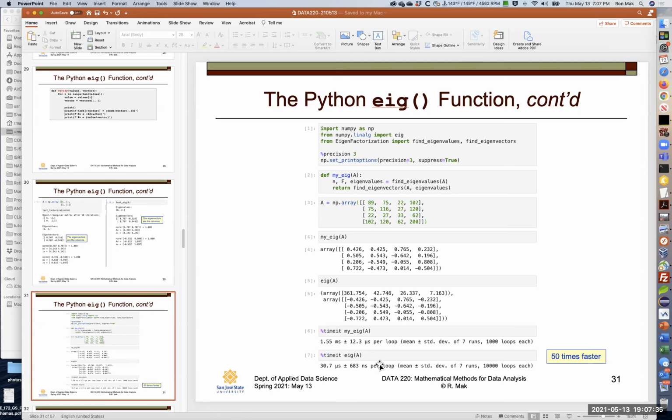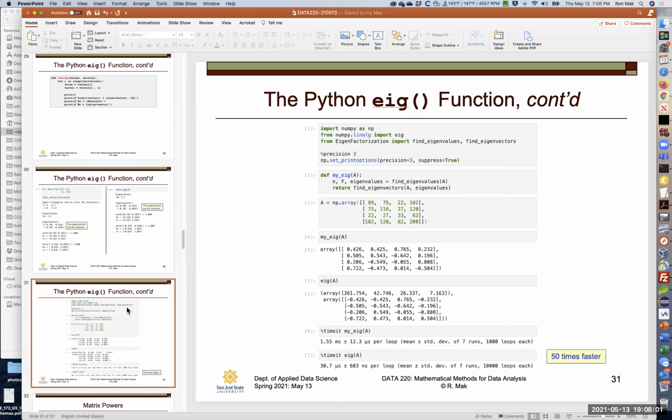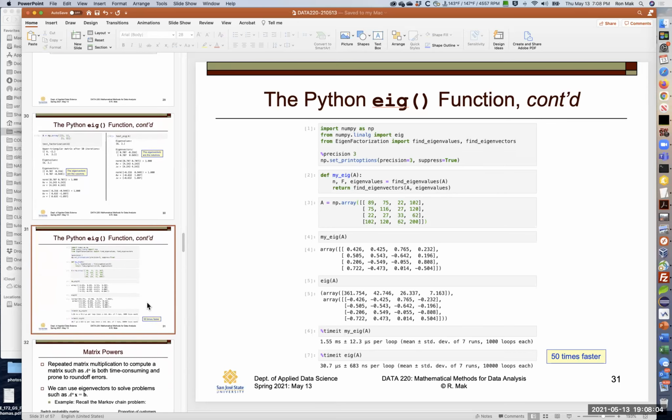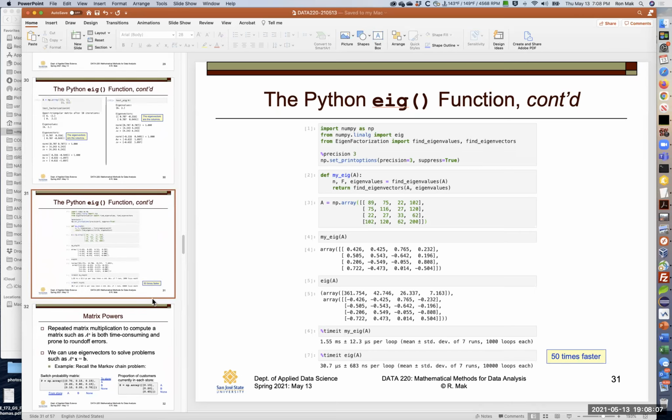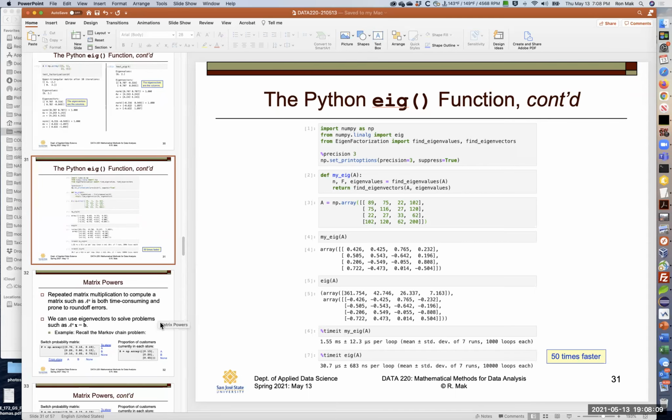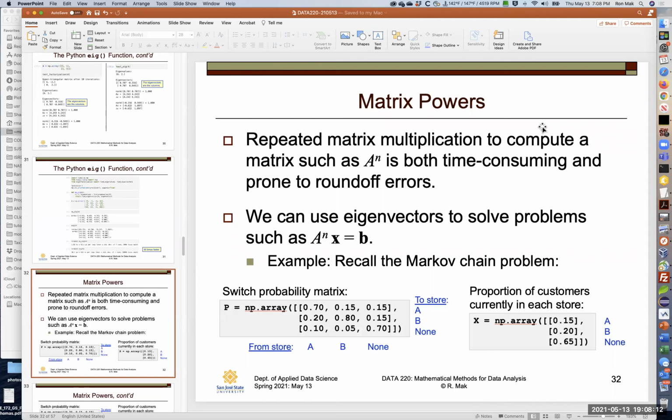So I would assume that all the calculations inside the EIG function are done using code that was written in C, which generates very, very fast compiled code, as opposed to Python, which is not generating fast code. Okay. All right. Any questions about eigenvalues and eigenvectors? I'm going to show you one more thing that we can do with eigenvalues and eigenvectors, and then we'll take our break. Okay. All right, matrix powers.